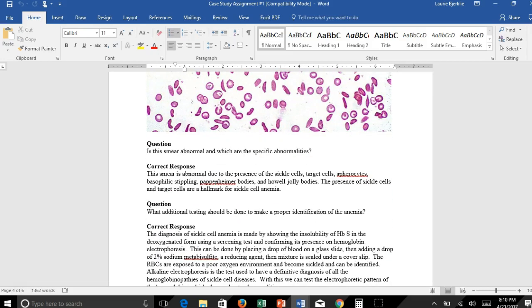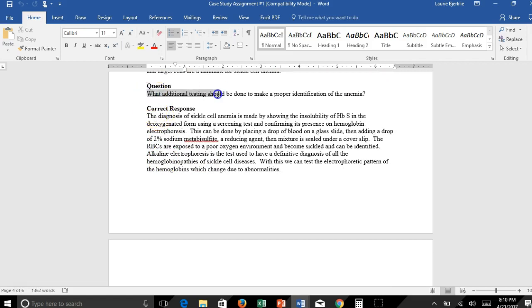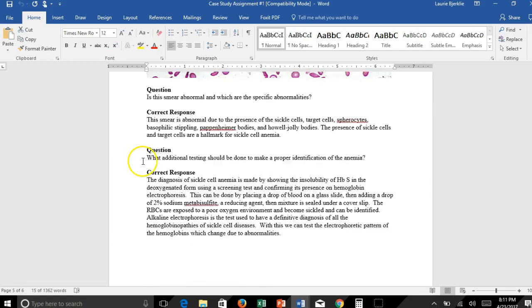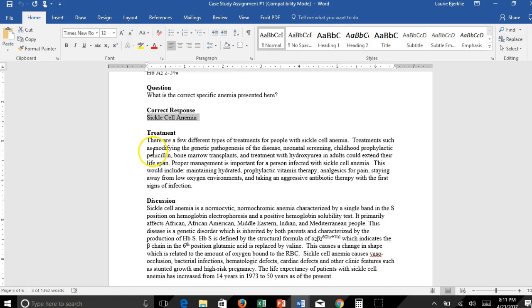So you'll notice on this example that that person showed what additional testing they're going to run, and then they gave the different testing. Right there are the results. And then you can even discuss those results if you will. And then of course they said, okay, what is the actual diagnosis? And then they gave their diagnosis. And then we always need to treat it. What's the appropriate treatment for this disease?